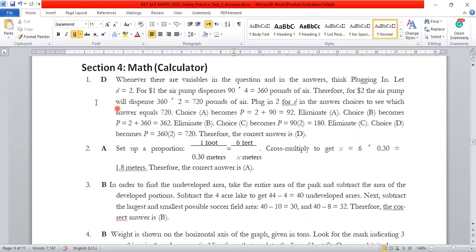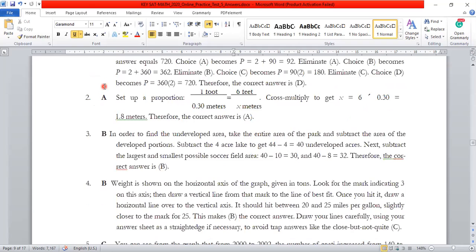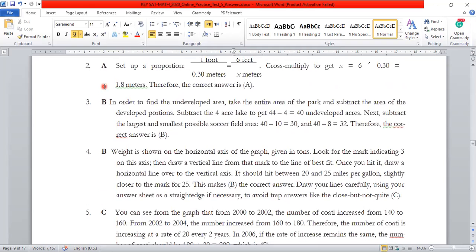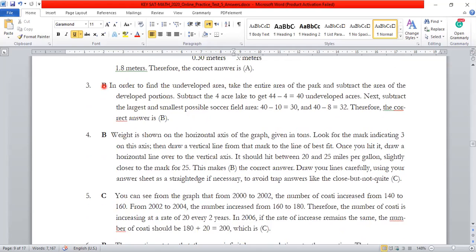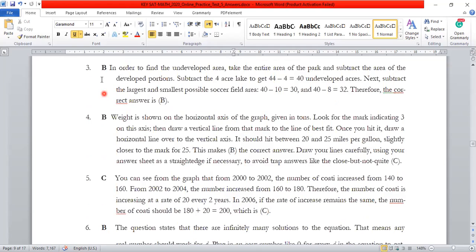What was your answer for question number 1? Here the correct answer is C. I had D. Oh, D, okay. So what about question number 2? I have A. Once again, good. Question 3, I actually got C.